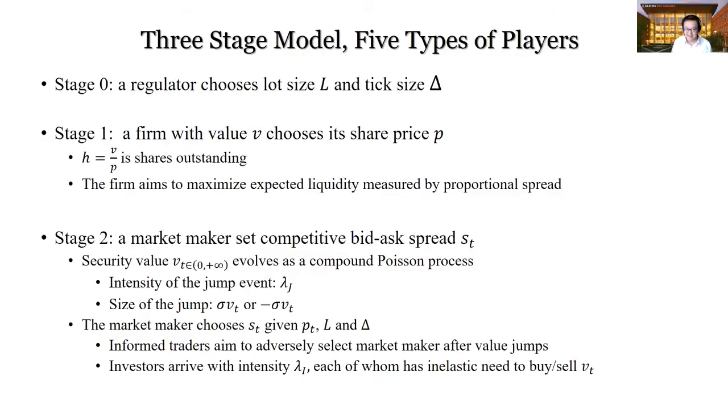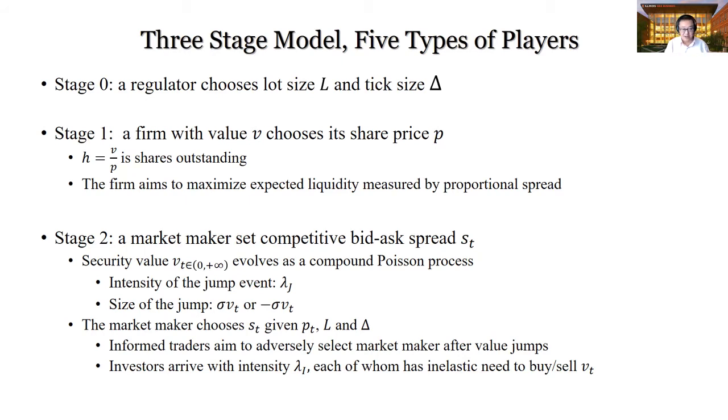So first, let's talk about the model. There's a 3-stage model with 5 types of players. In stage 0, there's a regulator who chooses lot size L or tick size delta. At stage 1, a firm with value V chooses its share price P. So H is V divided by P. You choose both the nominal price and your shares outstanding. And the firm aims to maximize expected utility measured by proportional spread.